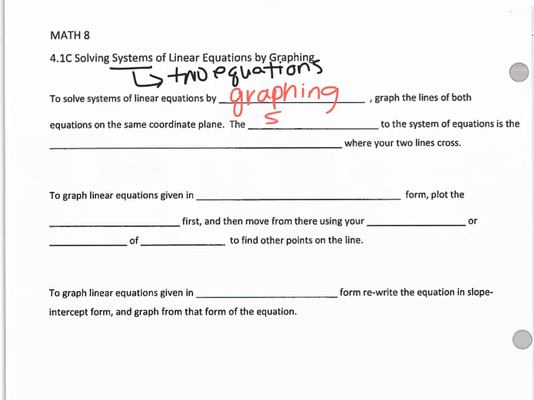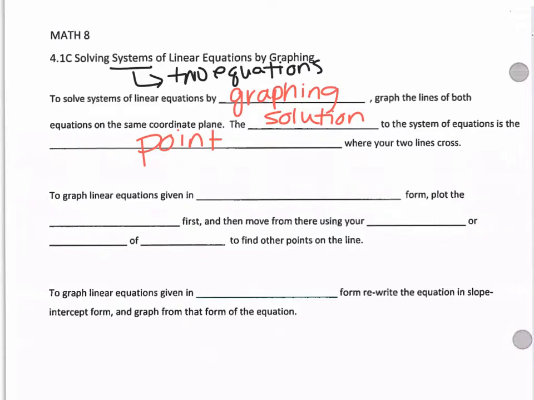The solution to the system of equations is the point where your two lines cross. So when we talk about solution, we're talking about the point that works for both lines.